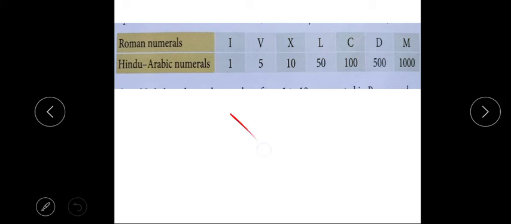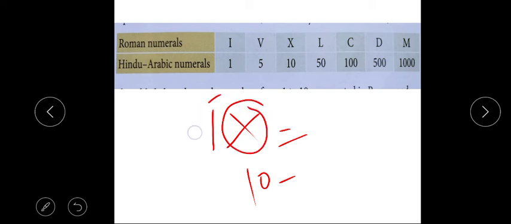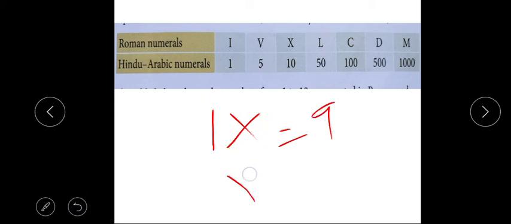Okay, when a smaller value symbol is written on the left side of a greater symbol, we have to subtract. So it is 10 minus 1. X is 10 and I is 1, so 10 minus 1 is equal to 9. When we write a smaller value on the right of a greater value, here X is greater, and the smaller value is written on its right side, we have to add. So 10 plus 1 is equal to 11.